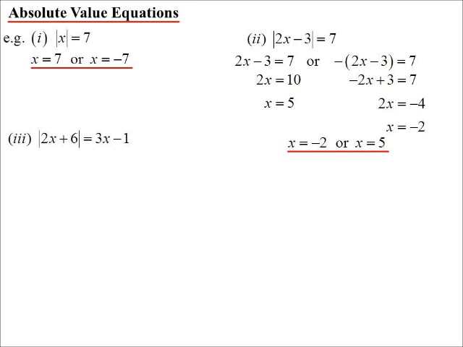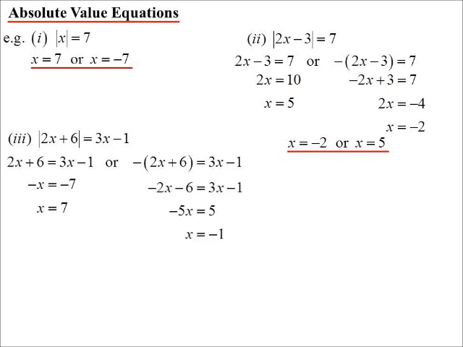Absolute value of 2x plus 6 is 3x minus 1. So again, I'll say either 2x plus 6 is 3x minus 1, or the negative of 2x plus 6 is 3x minus 1. So left-hand side, solve that, get x equals 7. Right-hand, solve that, x equals negative 1. This is where we have to be real careful, because the big mistake people make is not to listen to what their year 7 teacher told them. And that is, whenever you're solving equations, check your answer, see if it works.